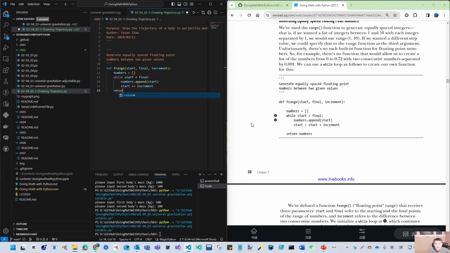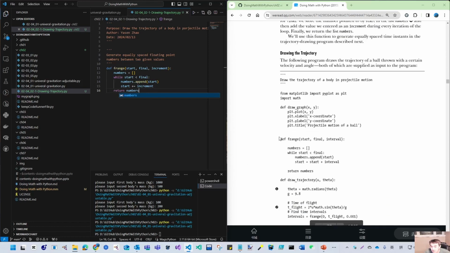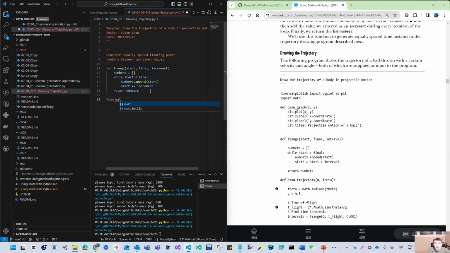Then we return numbers. So we return this finished list. So this is what we use here. And then let's go to, so we have this one where I solve the list, and we're starting to import from matplotlib. If you find that it can be auto-completed, just choose that so that you can prevent typing errors.